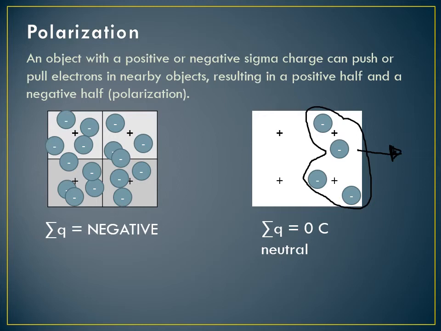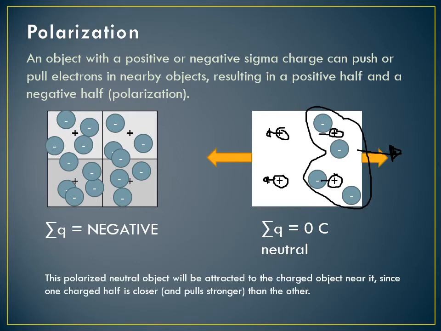The protons in this neutral object are attracted, but they can't move because the rule is protons are stuck in the nucleus. So those protons stay where they are. They're all going to be experiencing forces in this direction, but they don't actually get to go anywhere because that's the rule about protons.